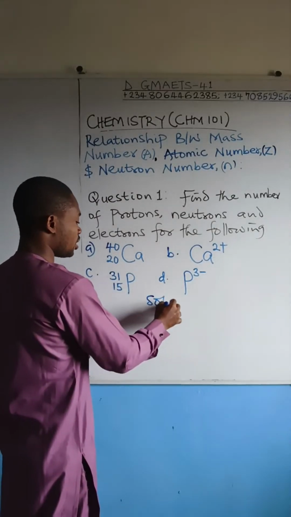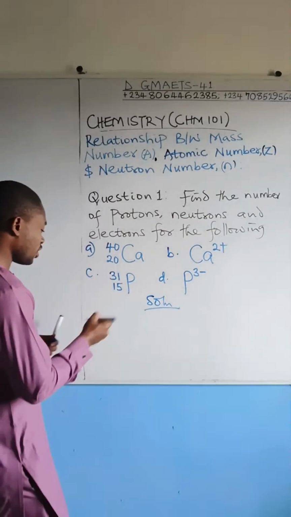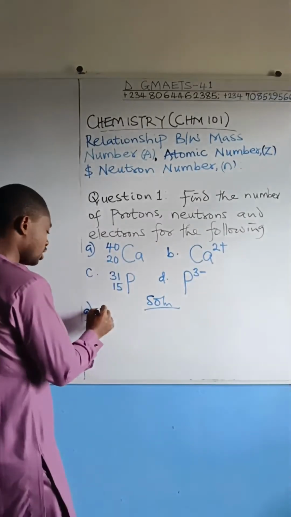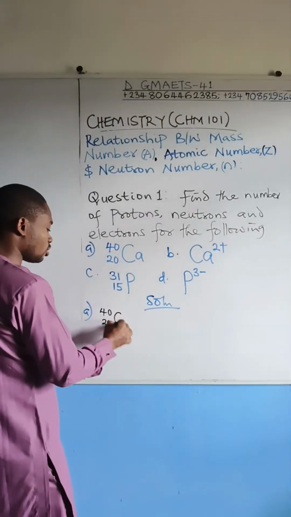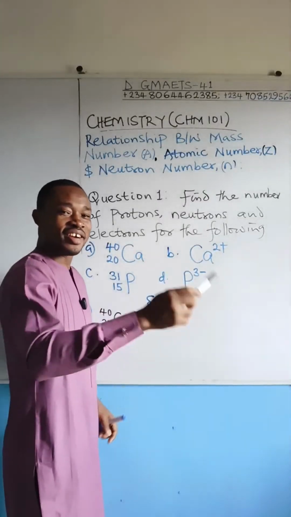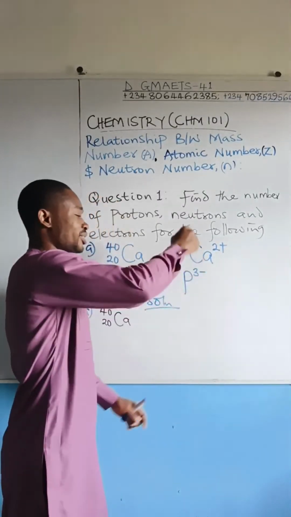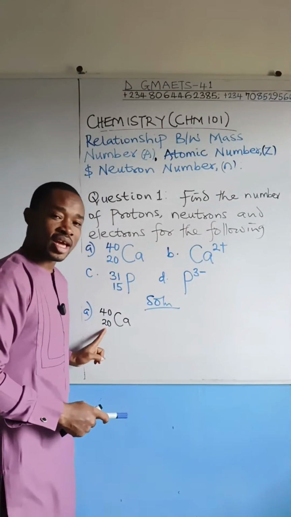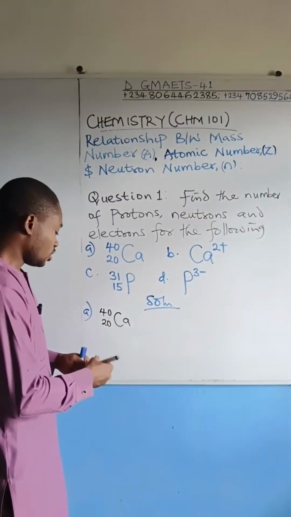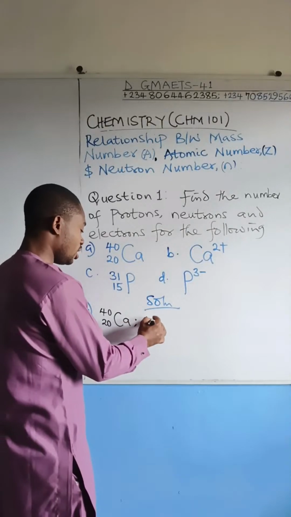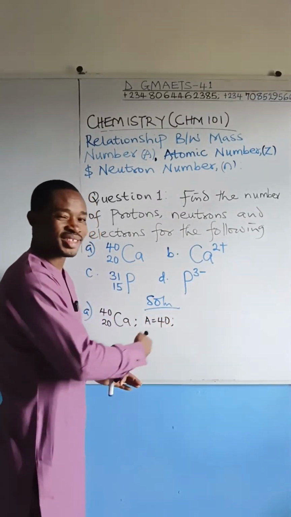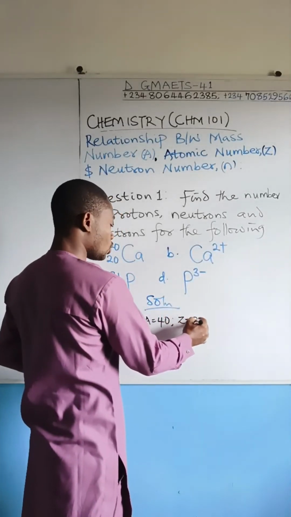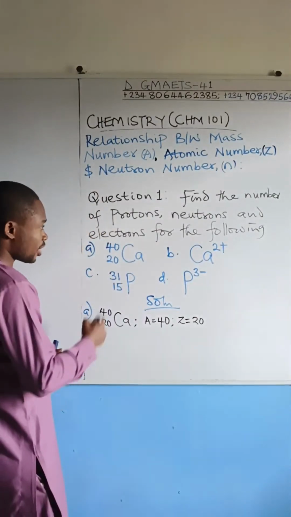Solution: let us see how we answer this question quickly. The first part of the question is calcium, and we have the mass number to be 40 and the atomic number to be 20. Remember, the general representation of an atom X: on top you have A, below you have Z. A is the mass number, here 40. Z is the atomic number, here it is 20. Now we have to find the proton number.